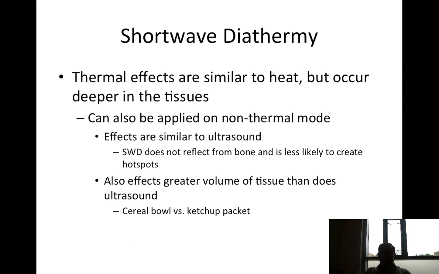So thermal effects are very similar to heat, but occur in deeper tissues. These can also be applied on a non-thermal mode, very similar to ultrasound. So you can put a patient on this without the thermal effects. Shortwave diathermy does not reflect from bone and is less likely to create hot spots. Therefore, you're less likely to burn the patient. Also has greater effects on tissue than does ultrasound. Cereal bowl versus ketchup packet.